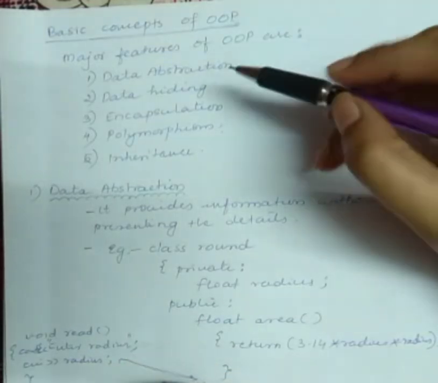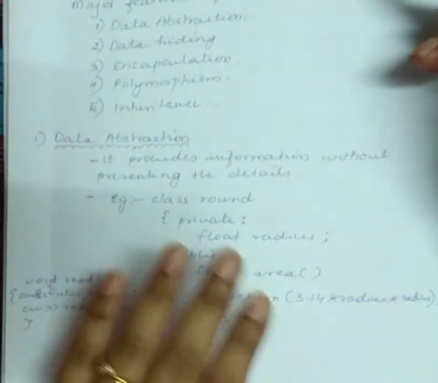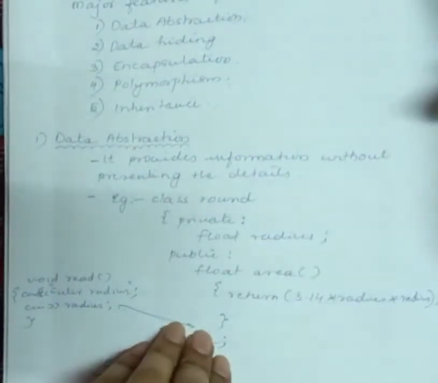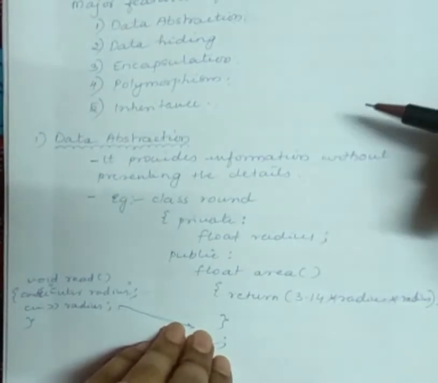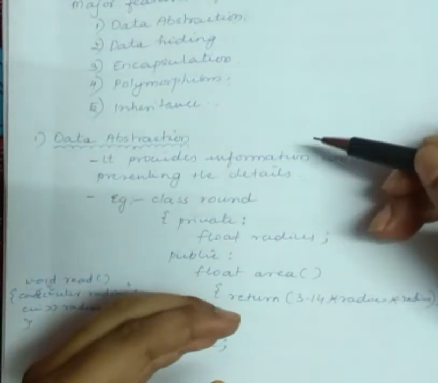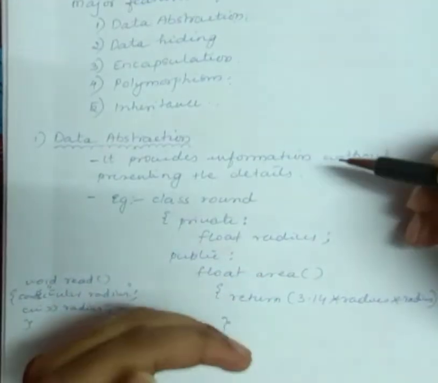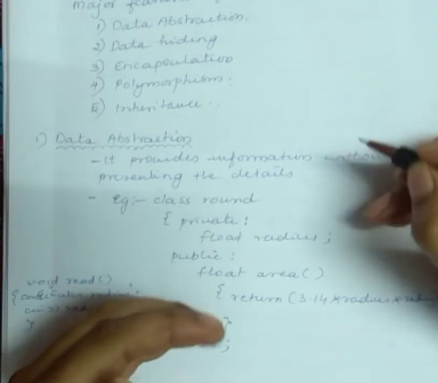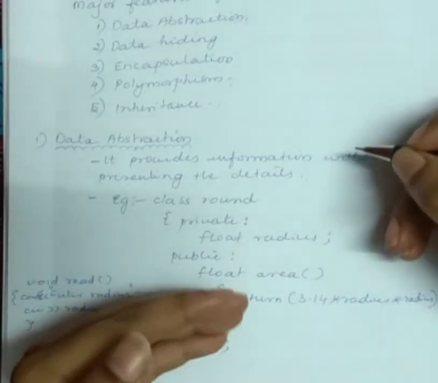So we will see first the thing that is data abstraction. What do you mean by data abstraction? Data abstraction provides information without presenting the details. I will explain with an example of a switchboard. A person has to go to the switchboard to either switch on or off maybe a fan or light. That person doesn't need to know what connections are made inside the switchboard.